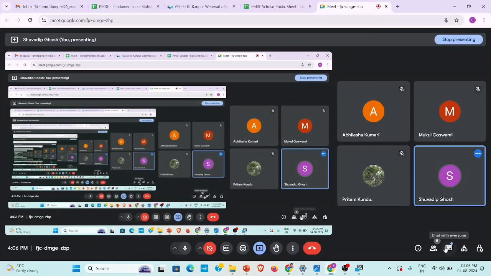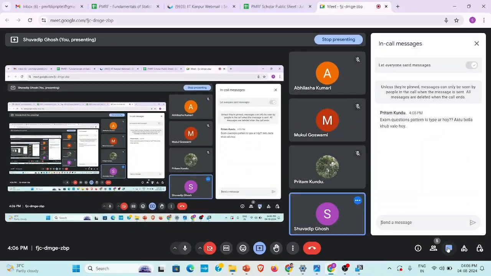Some chats are there, right? Okay. Exam question pattern. For which exam? CSIR NET or GATE? You can unmute yourself and you can ask also.